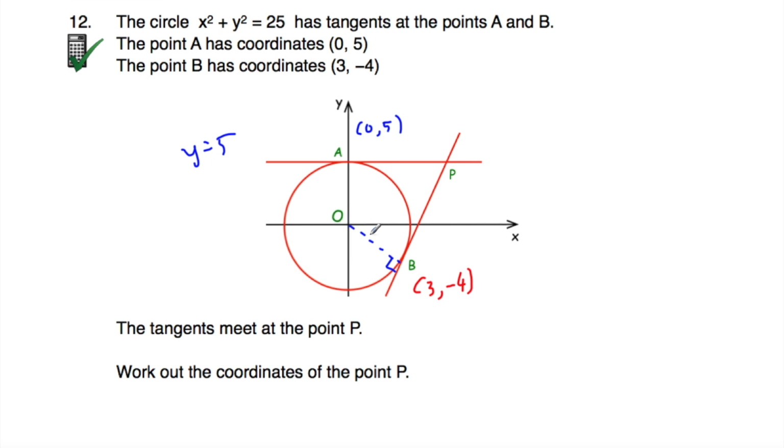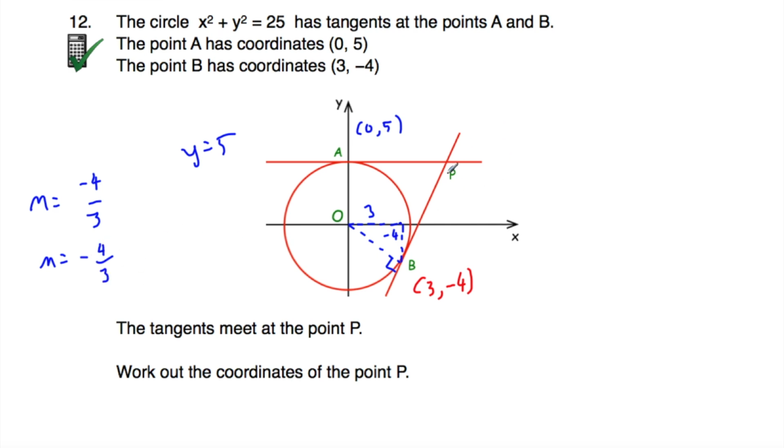To get from O to B, we would go 3 across and then we would go 4 down. So the run is 3 and the rise is -4 because we went 4 down. So in terms of the gradient of this radius, M, is the rise divided by the run. So the rise is -4 and the run is 3. So that means the gradient of that radius would be -4/3.